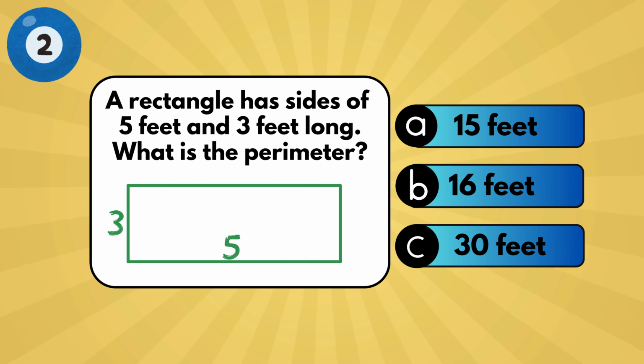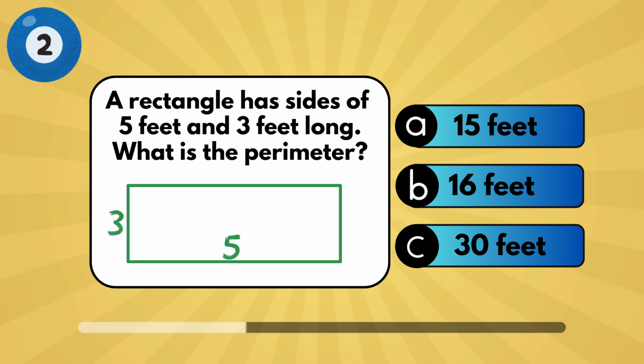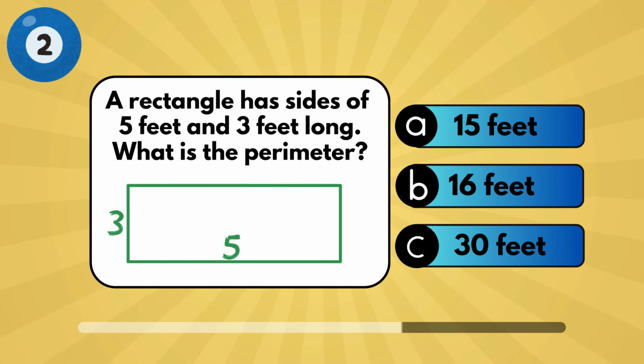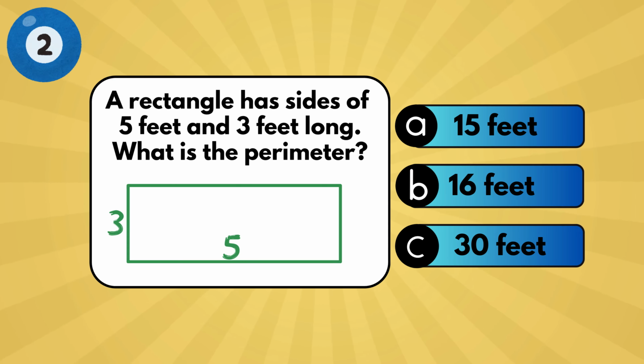Next question. A rectangle has sides of 5 feet and 3 feet. What is the perimeter? Correct. The answer is B, 16 feet.